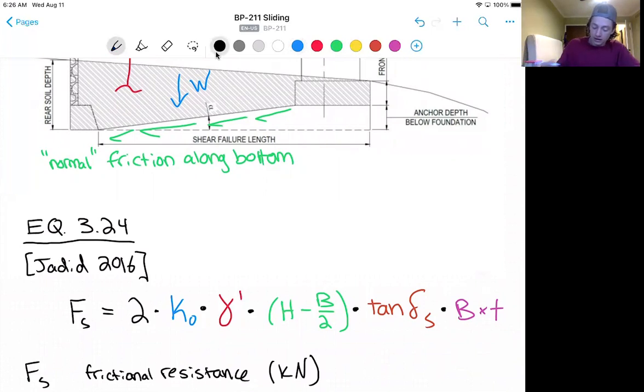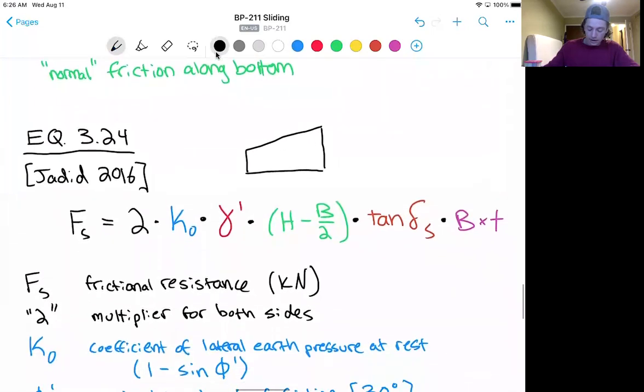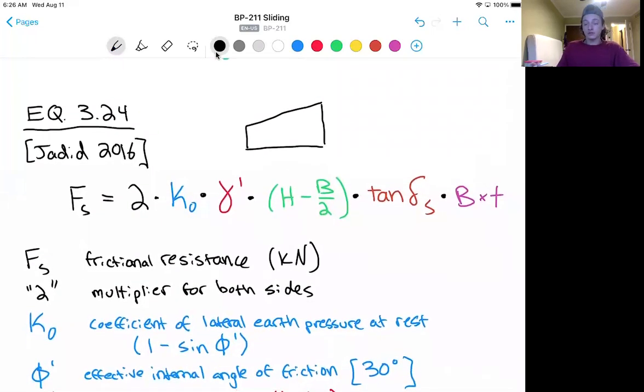And remember, we're thinking of the abutment as just one large block slide of the soil. We're not going to break it up into its components here. We're just considering its sidewall area that has some frictional resistance across the soil. K naught is going to be the coefficient of lateral pressure at rest. It's also taken as 1 minus sine phi prime. And phi prime is the effective internal angle of friction. And remember, in our case, we're using 30 degrees.